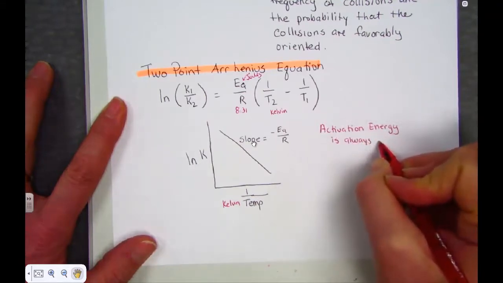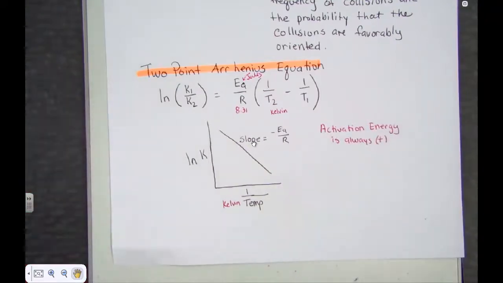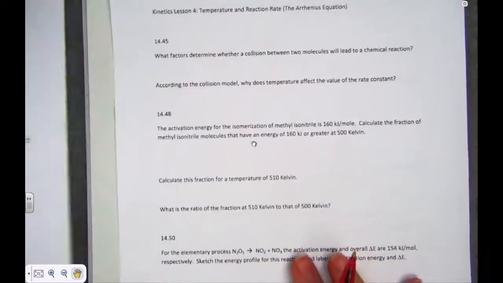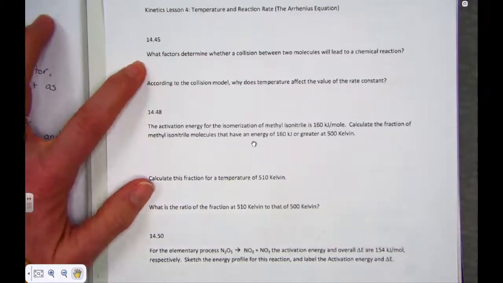With that all in mind, we have enough prep work. Let's begin reading through our lesson number 4, our assignment sheet. So now that we have our equations handy, let's start to read through. Read with me for number 45. What factors determine whether a collision between two molecules will lead to a chemical reaction?